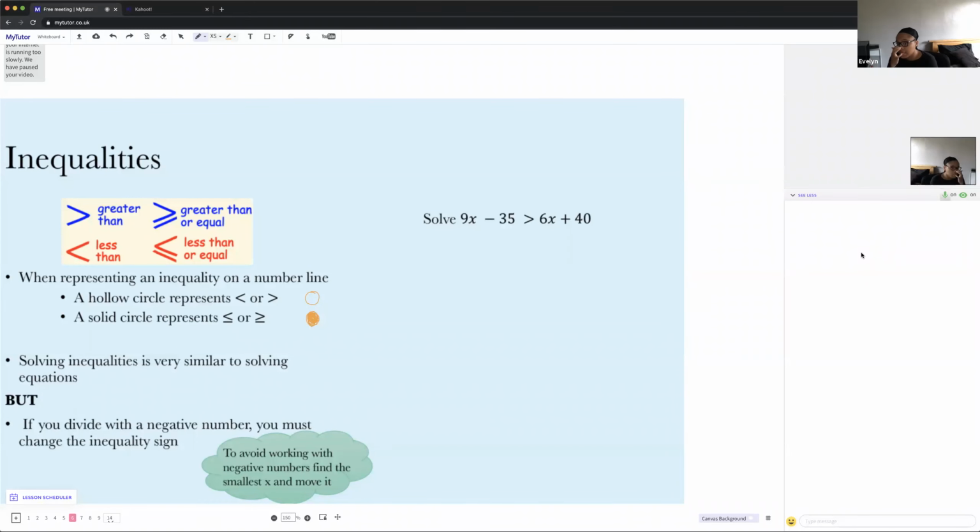Someone said, for the other question that we had, could you complete the square? Yes, sort of. Yeah, I guess you could. I would say don't use a difference of 2 squares, because when you complete the square, you'd have to do the square root of the number.